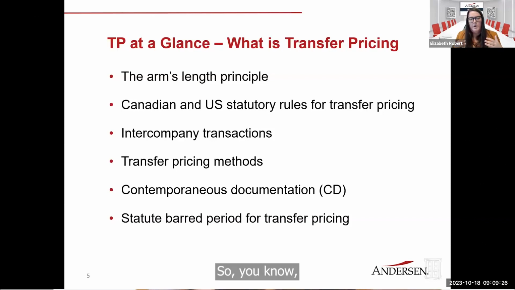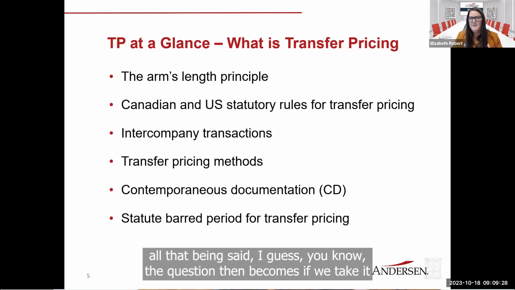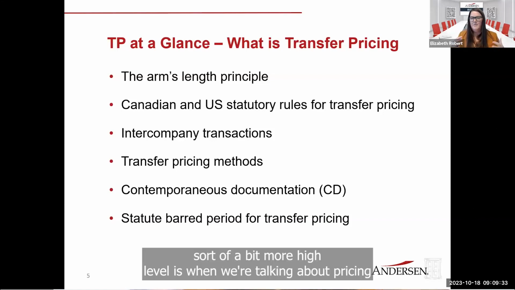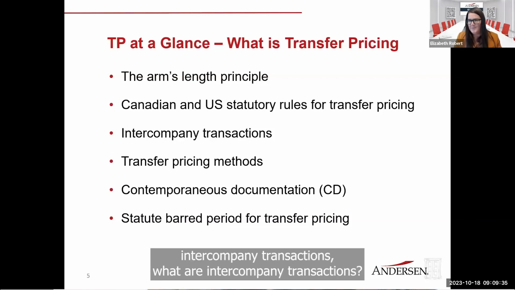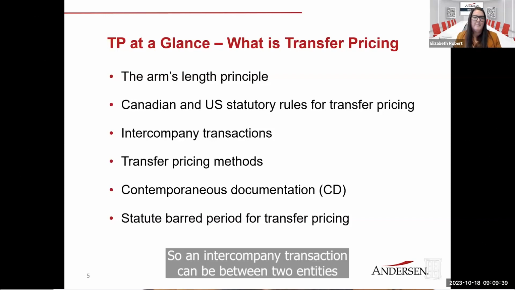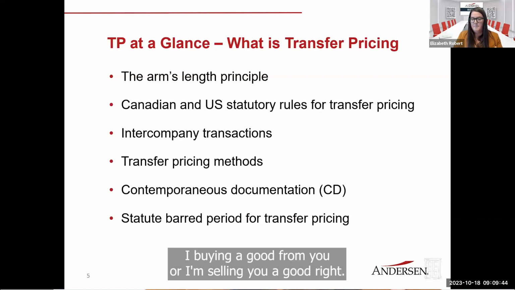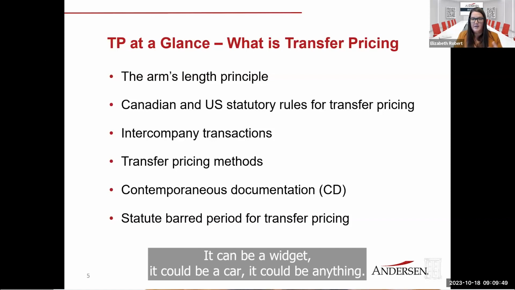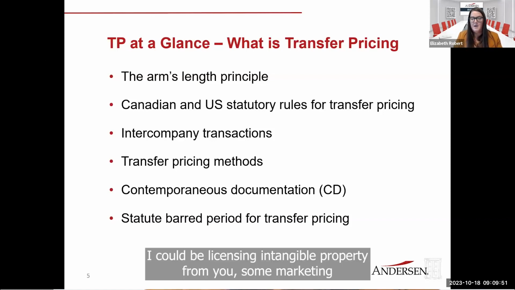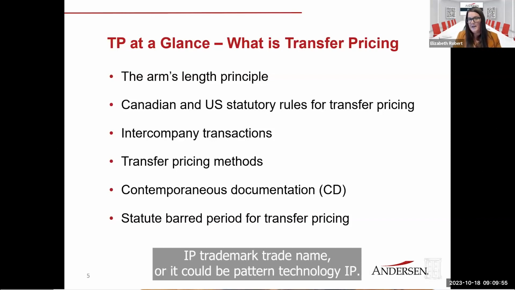So all that being said, the question then becomes, if we take it a bit more high level: when we're talking about pricing intercompany transactions, what are intercompany transactions? So an intercompany transaction can be between two entities. I buy a good from you, or I'm selling you a good, right? It could be a widget, it could be a car, it could be anything. I could be licensing intangible property from you. So marketing IP, trademark, trade name, or it could be patent technology IP.